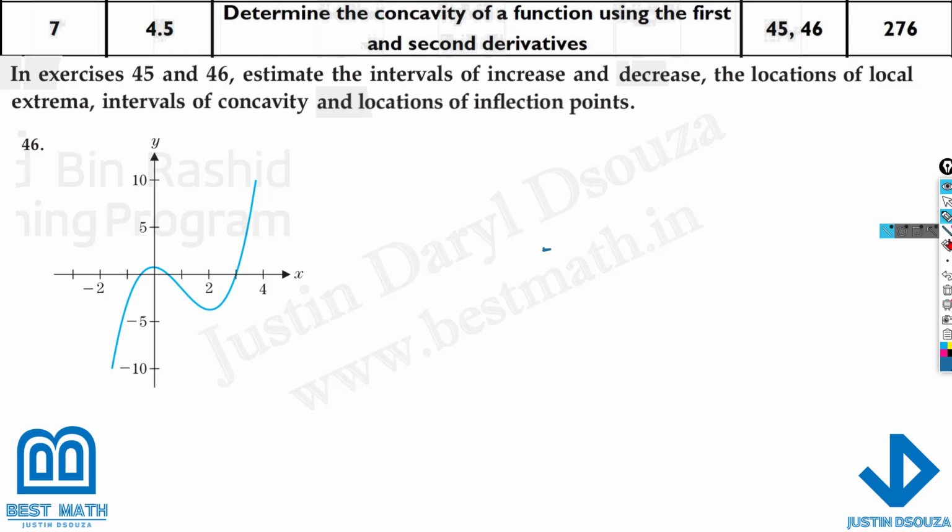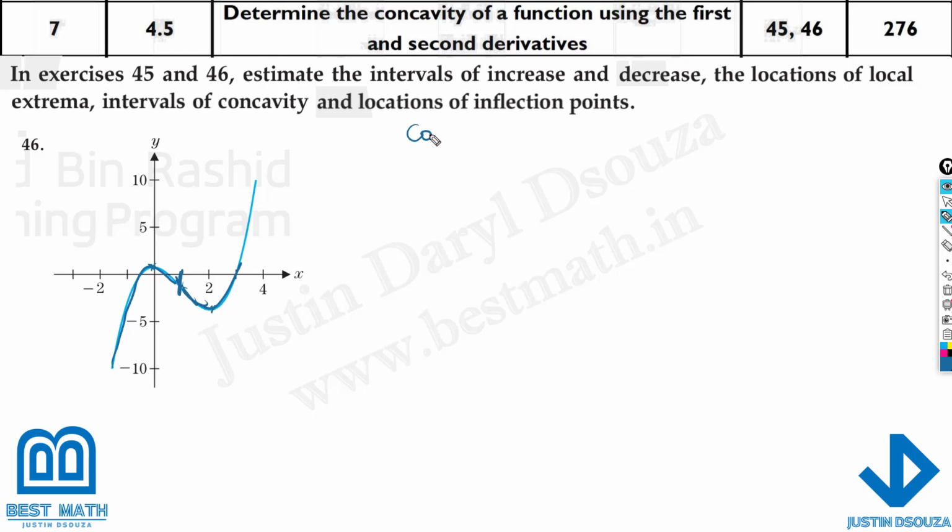Another graph. Please do pause the video, try this by yourselves, and then continue with the explanation. Here you can see the relative max and relative minimum. Those are maximum and minimum points. Where is inflection? See, this is all concaving down. Somewhere here it changes, because then it's concaving up, isn't it?